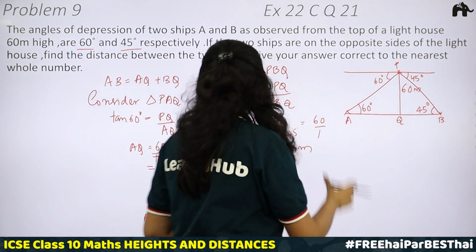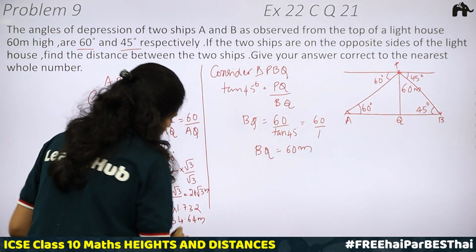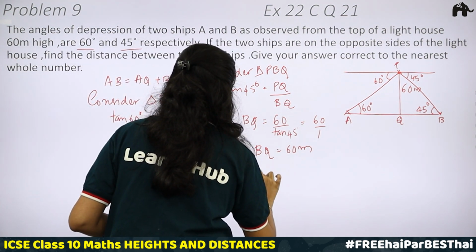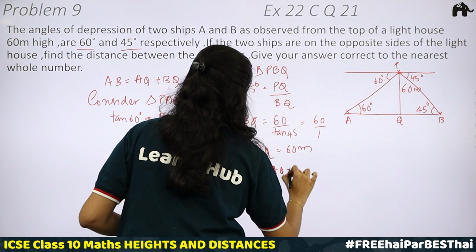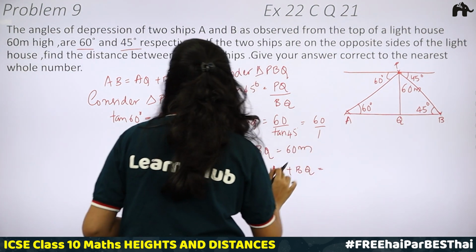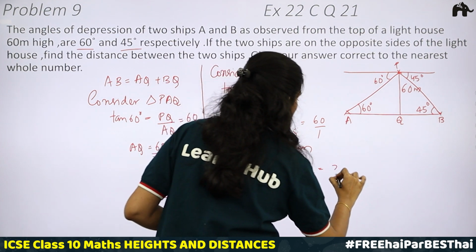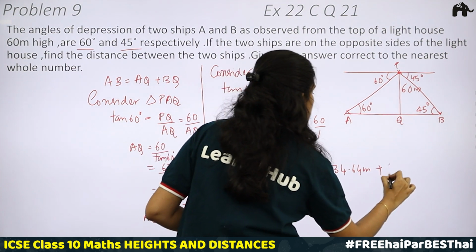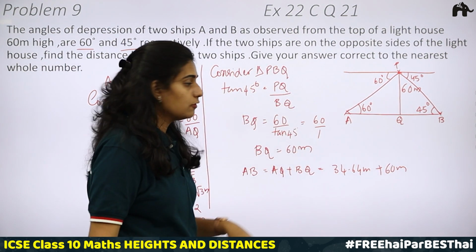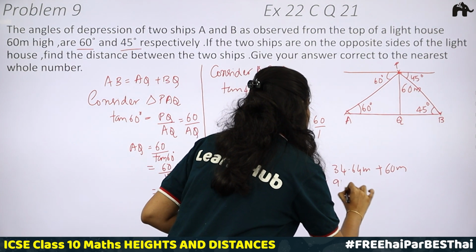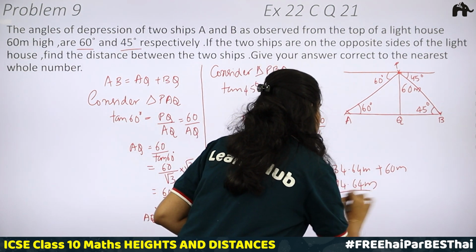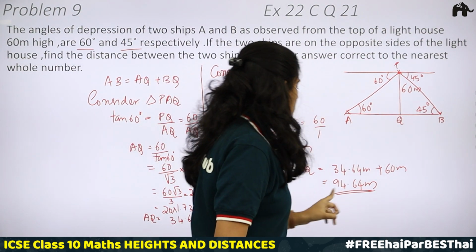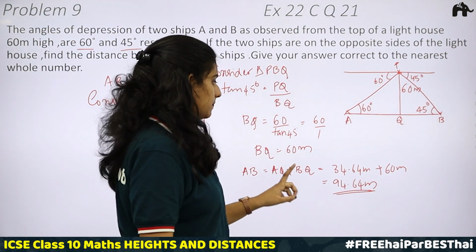BQ is 60 meters and AQ we have determined, that is 34.64 meters. We'll have AB is equal to AQ plus BQ, that is 34.64 meters plus 60 meters. 60 meters plus 34.64 meters, we get 94.64 meters. So the distance between the ships A and B is equal to 94.64 meters.